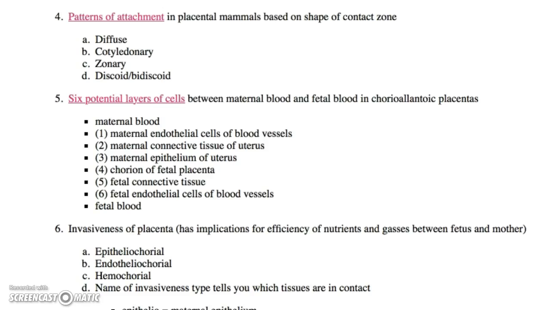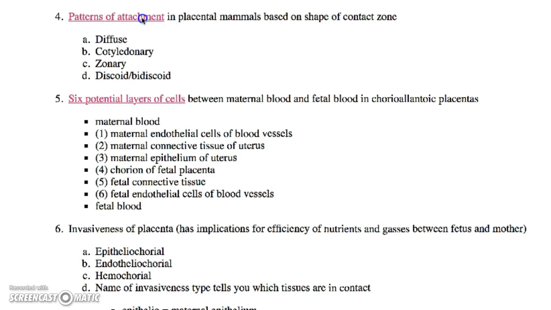It's possible to classify chorioallantoic placentas based on the way that they attach to the inside of the female's uterus. So the names of the different types are diffuse, cotyledonary, zonary, and discoid. And there's a variation of discoid that's called bidiscoid.